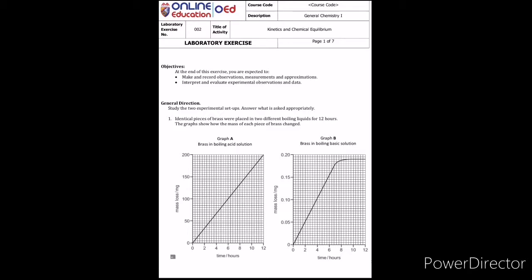General direction: study the two experimental setups. Answer what is asked appropriately. Number 1. Identical pieces of brass were placed in two different boiling liquids for 12 hours. The graphs show how the mass of each piece of brass changed. Graph A shows brass in boiling acid solution, and Graph B shows the brass in boiling basic solution.